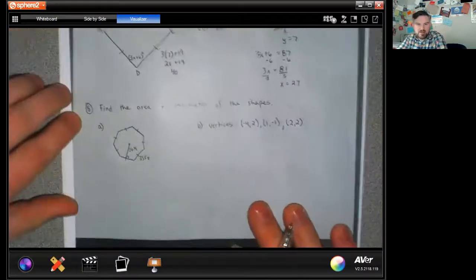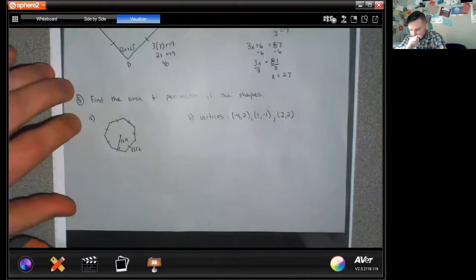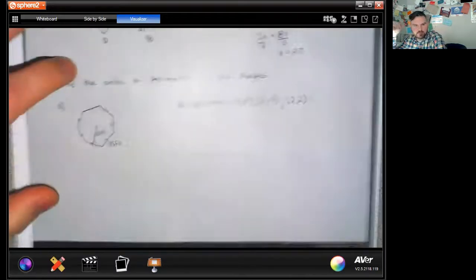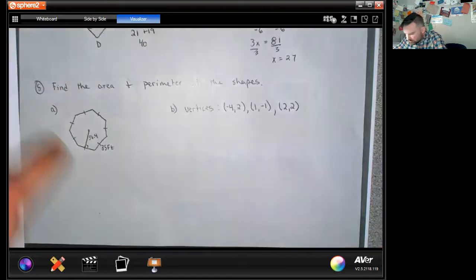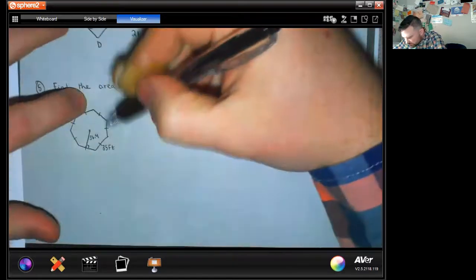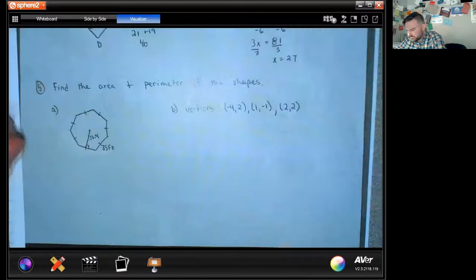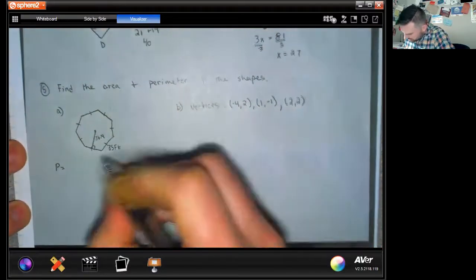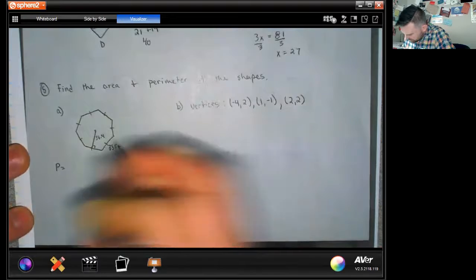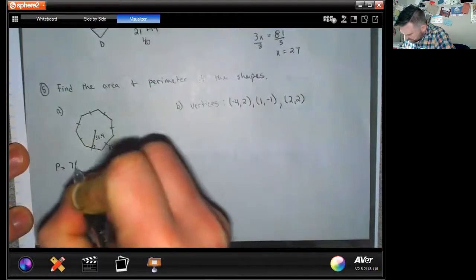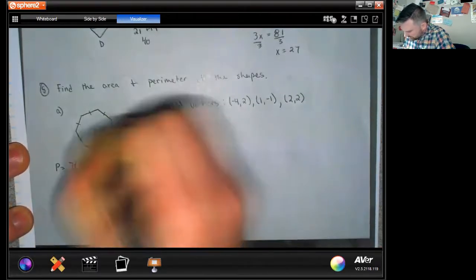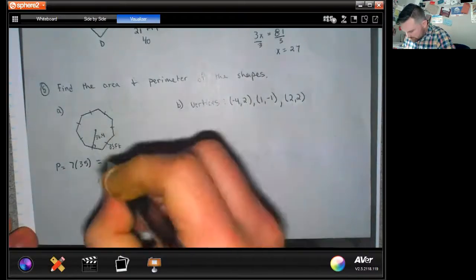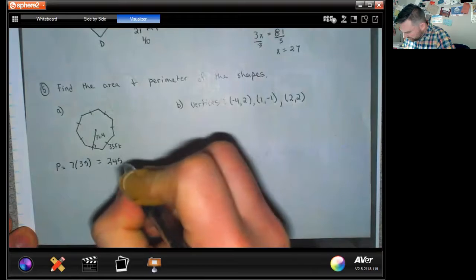All right, find the area and perimeter of the shapes. Okay, let me zoom in here just on this one. Here we have 1, 2, 3, 4, 5, 6, 7 sides. To find the perimeter, it looks like it's 35 feet right here. So to find the perimeter, we're going to take 7 times 35, because we just add up all the sides. And 7 times 35 is 245 feet.